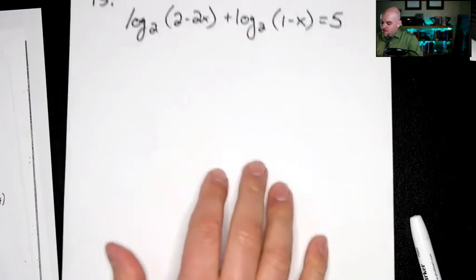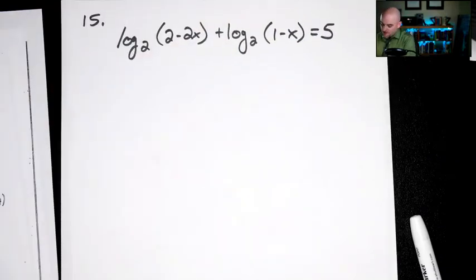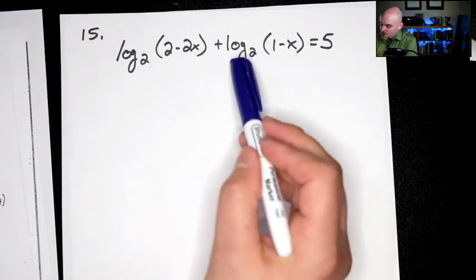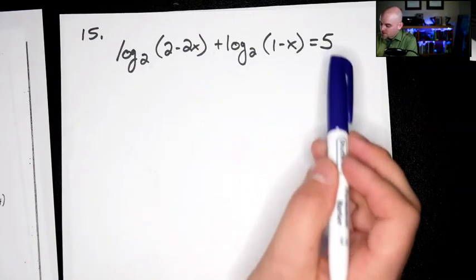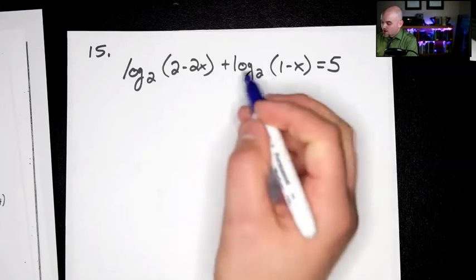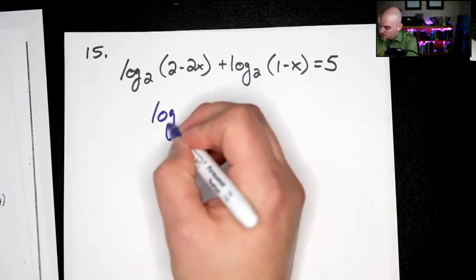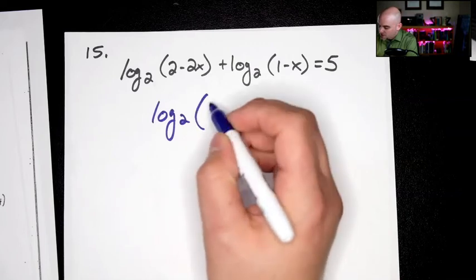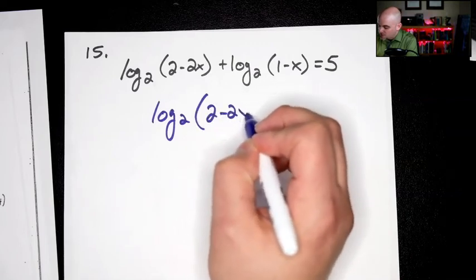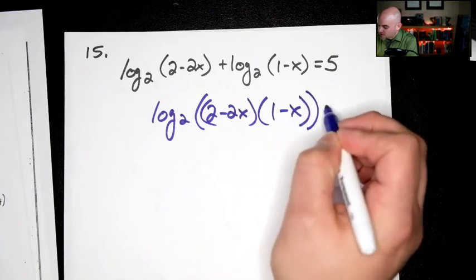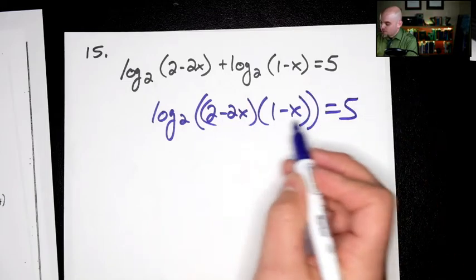Number 15. I've got log base 2 of 2 minus 2x plus log base 2 of 1 minus x equals 5. Here's one where I've got a plus sign in between bases that are the same. I can use that property of logarithms and say the log base 2 of 2 minus 2x times 1 minus x equals 5. I'm going to FOIL this thing out.